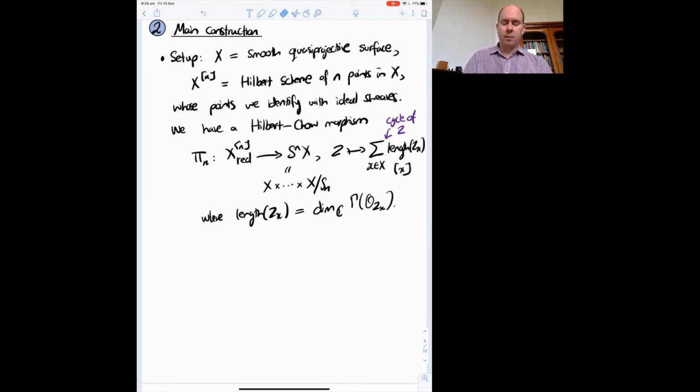But in the current situation with X being a smooth surface, you don't actually need to say the reduced subscheme of the Hilbert scheme. It's a theorem in that case that the Hilbert scheme is reduced and smooth. Right. Okay. Good. Okay.